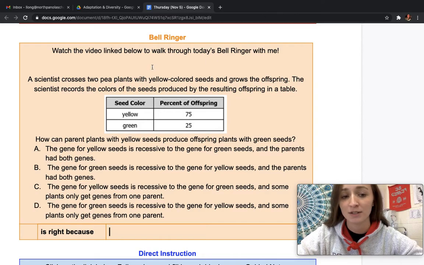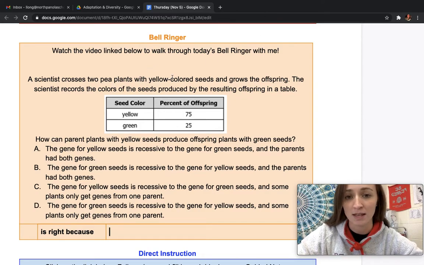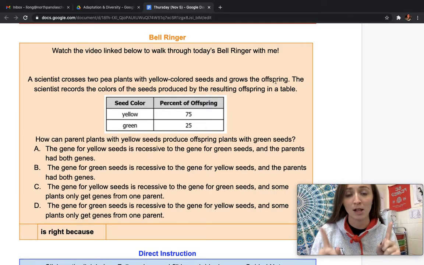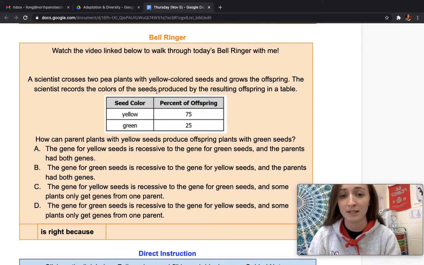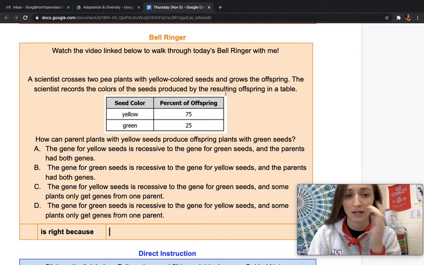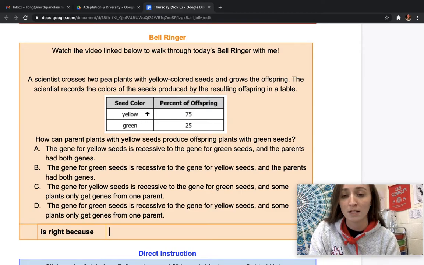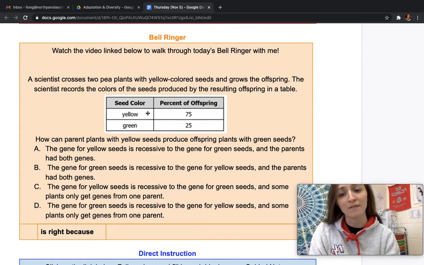So, a scientist crosses two pea plants with yellow colored seeds and grows the offspring. So you have a yellow pea plant, they cross and make new pea plants. The scientist records the colors of the seeds produced by the resulting offspring in a table. So here's the table. All it says is what colors happened and how many of those pea plants were yellow, so 75%, and how many of them were green, so 25%.